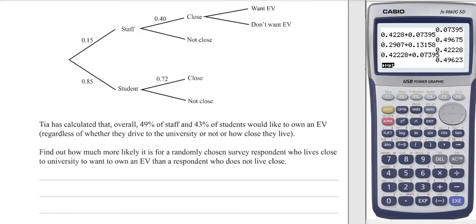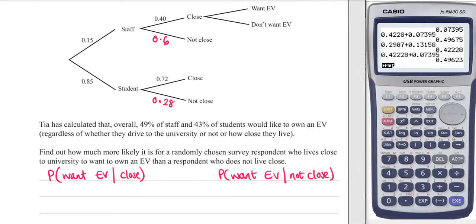So we want to compare the probability that they want to own an EV if they live close, and compare it to the probability that they want to own an EV if they don't live close. So it helps to know what we're aiming for, and now we'll get on with trying to fill in as much of the tree diagram as we can. So let's start with the easy parts. This will be 0.6, this will be 0.28, and then I'll add some more branches.